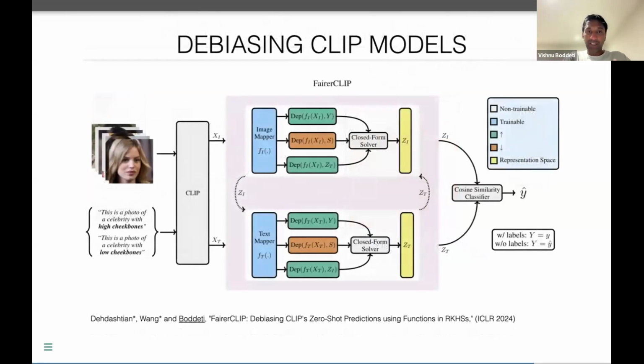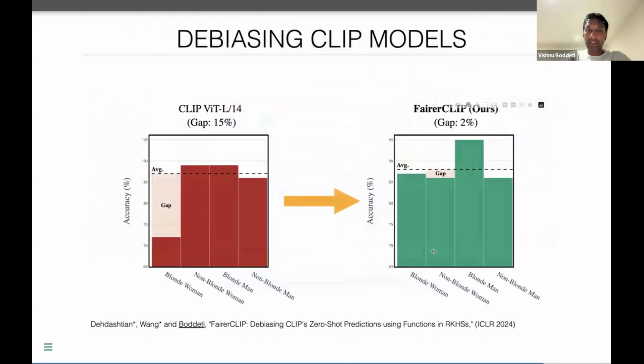So we proposed a method to do this, and there's other methods as well to sort of debias these models. And after that, what happens is this gap, which was 15% earlier, is now reduced to 2%. Okay, so the average is still pretty good, but the gap is now only 2%. So we reduced a lot of this gap. So this model is now more fair compared to the previous model.